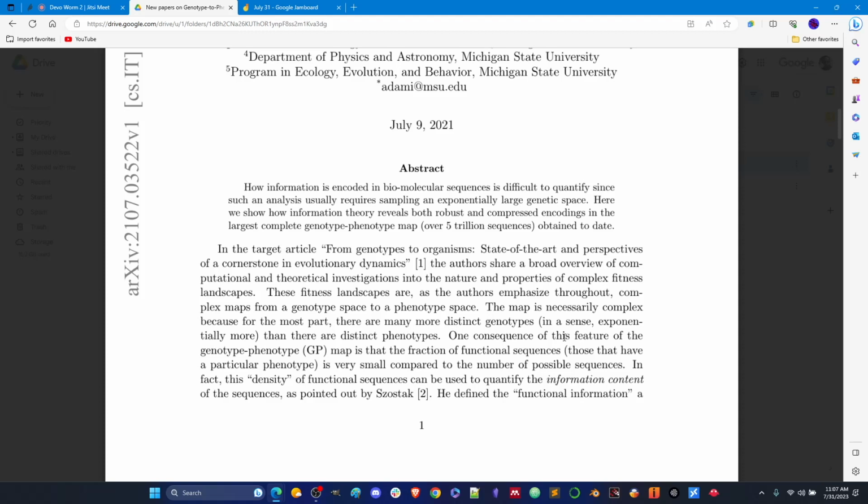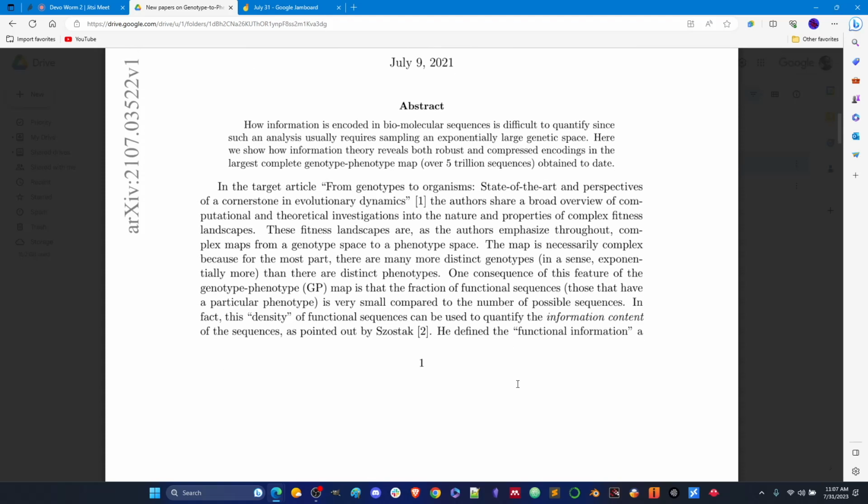One consequence of this feature of the genotype-phenotype map is that the fraction of functional sequences, those that have a particular phenotype, is very small compared to the number of possible phenotypes. In fact, this density of functional sequences can be used to quantify the information content of the sequences. It's pointed out by Szostak. He defined the functional information.